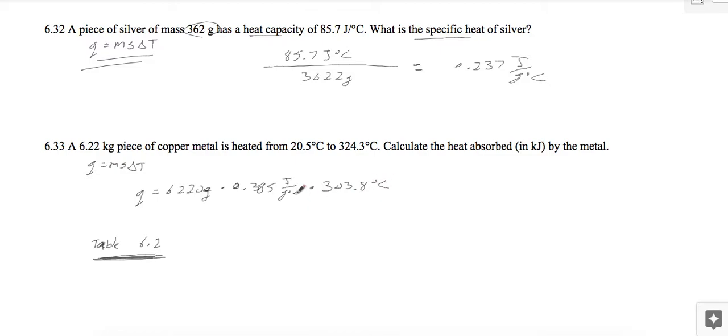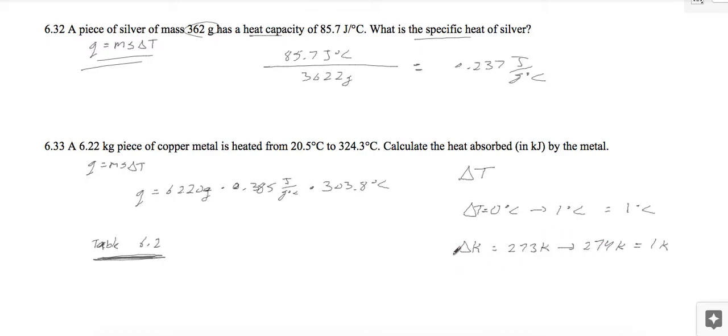The other one here is the change in temperature, 303.8 degrees Celsius. Notice I use degrees Celsius here, and not Kelvin. That's because we're looking at the change in temperature. And the change in temperature from, we'll say, 0 degrees Celsius to 1 degree Celsius is equal to 1. And if we did the same thing with Kelvin, 273 Kelvin to 274 Kelvin is 1 Kelvin.